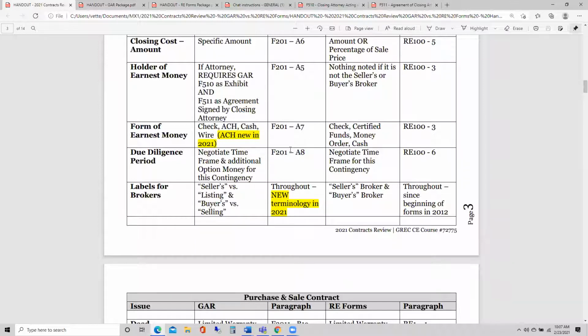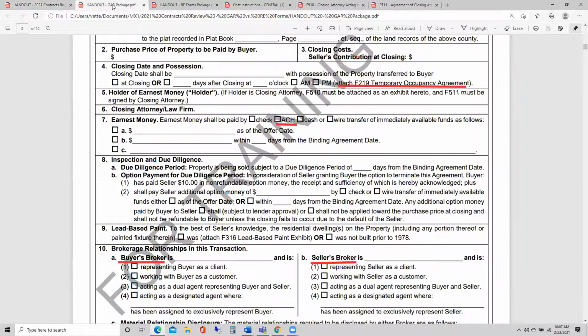All right, due diligence period. In the GAR form, you negotiate the time frame for the contingency. Same thing in the RE form. But in the GAR contract package, there is a separate fill in the blank section if the buyer and the seller negotiate for additional option money for this due diligence period.